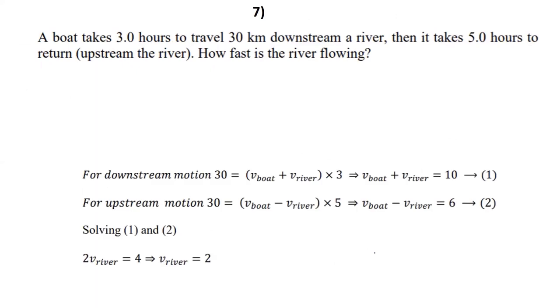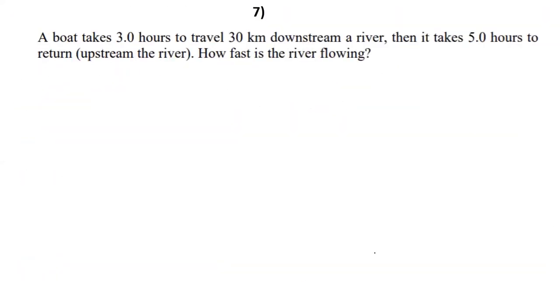Now let me solve this one, and then I will stop because I want you to solve the rest. So here I have a boat that takes 3 hours to travel 30 kilometers downstream a river. So you need to understand what downstream a river means. Then it takes 5 hours to return upstream. How fast is the river flowing?